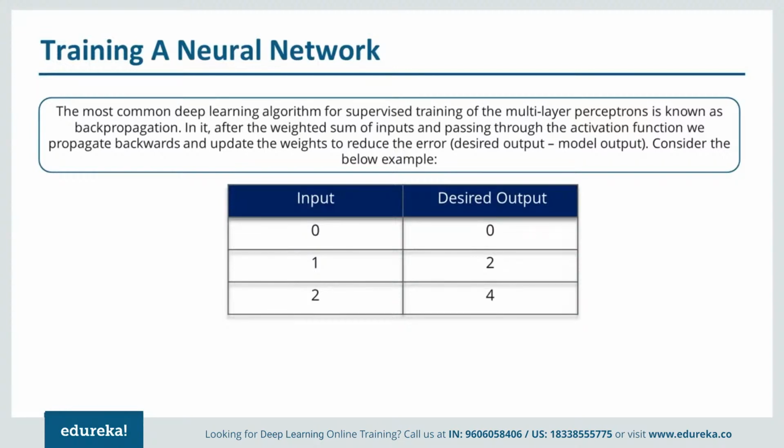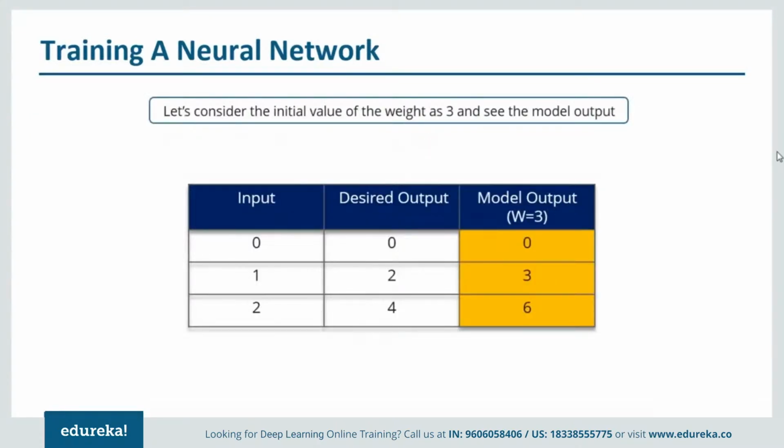So this is the example over here. We have 0, 1 and 2 as inputs and our desired output, or the output that we already know, is 0, 2 and 4. All right. So over here we can figure out that the desired output is nothing but twice your input. But I'm training a computer to do that, right? The computer is not a human. So I initialize my weight and keep the value as 3. So the model output will be 3 into 0 is 0, 3 into 1 is 3, 3 into 2 is 6. Now obviously it is not equal to your desired output, so we check the error.